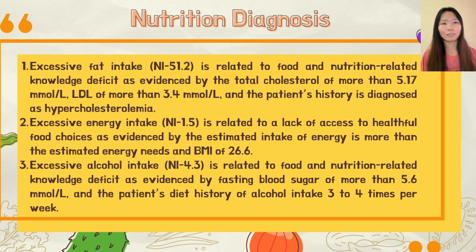And the third is the excessive alcohol intake, which is related to food and nutrition related knowledge deficit, as evidenced by fasting blood sugar of more than 5.6 millimole per liter, and the patient's diet history of alcohol intake 3 to 4 times per week.